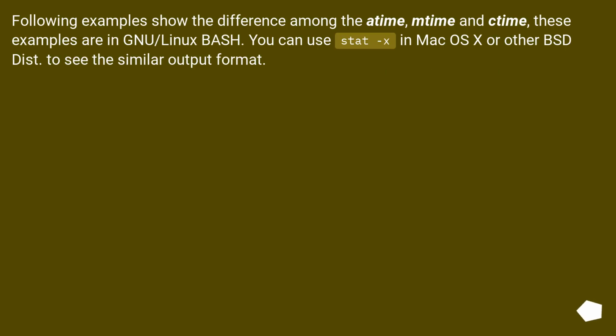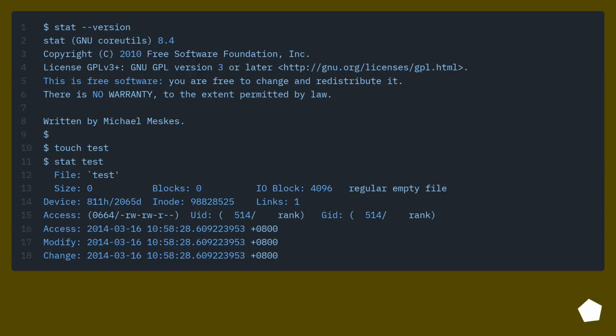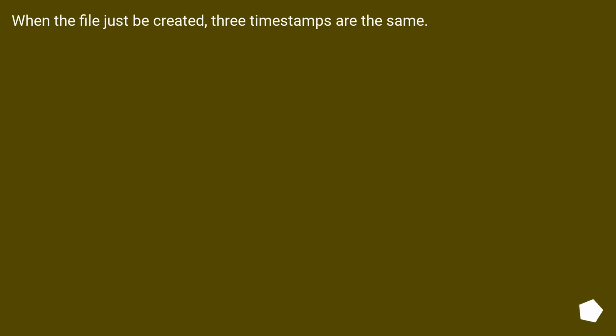The following examples show the difference among the atime, mtime and ctime. These examples are in GNU/Linux Bash. You can use stat in Mac OS X or other BSD distributions to see a similar output format. When the file is just created, the 3 timestamps are the same.